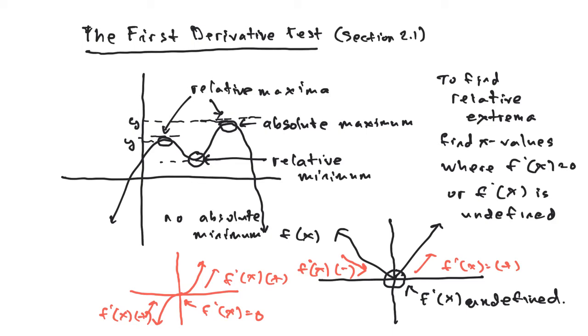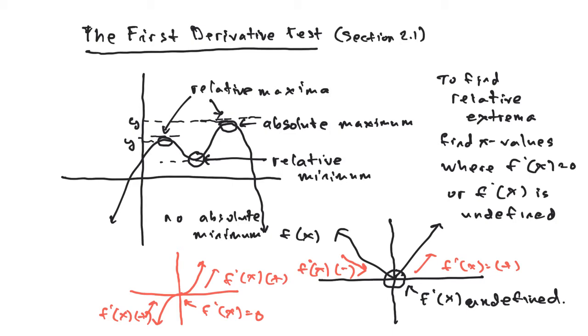So since the sign of f prime of x doesn't change at this particular value where f prime of x equals 0, we have no relative maxima or minima there. So what the first derivative test does is it checks for the places where f prime of x equals 0 or f prime of x is undefined, and then we check the sign of the first derivative on both sides and see if it changes signs. And if it does, we report the y value of that particular place on the graph, and that's going to be what we call our relative maxima and relative minima.